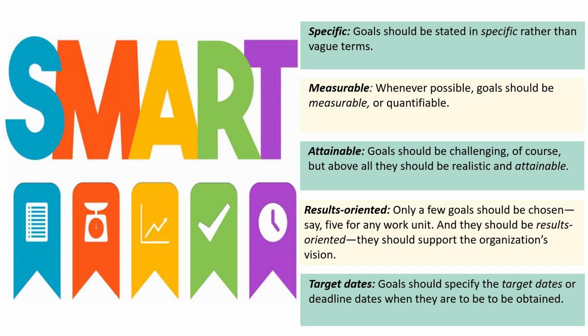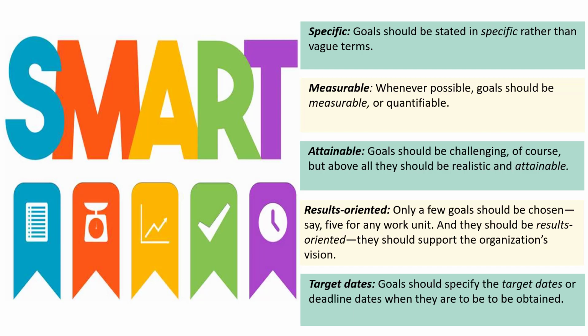It's just way too general. You want something more specific, such as the goal that 90% of planes should arrive within 15 minutes of their scheduled arrival time. That is much more specific, and it gives us part of what that next term is, measurable. Whenever possible, your goals should be measurable or quantifiable. There should be some way to measure the degree to which a goal has been achieved.